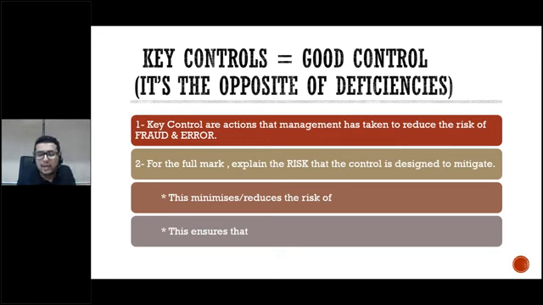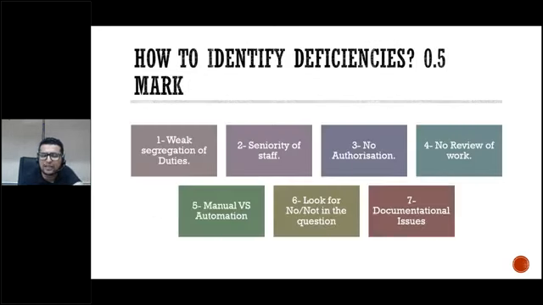Now the question is how we are going to explain it, because the identification of key control is not a problem. Why am I saying the identification of key control is not a problem? You will figure out that there is segregation of duty. You will figure out that seniority of staff is followed. You will realize in the question that the phenomenon of authorization or the phenomenon of review is being followed. You will realize that the particular activity is not performed manually, rather it is automated.